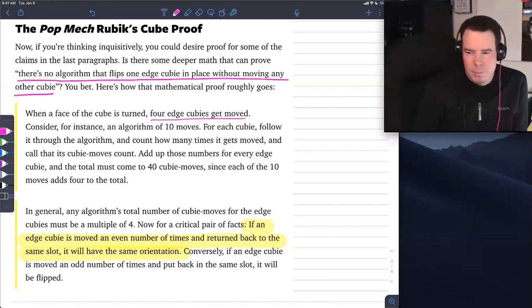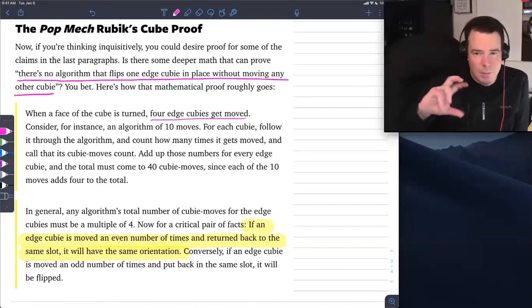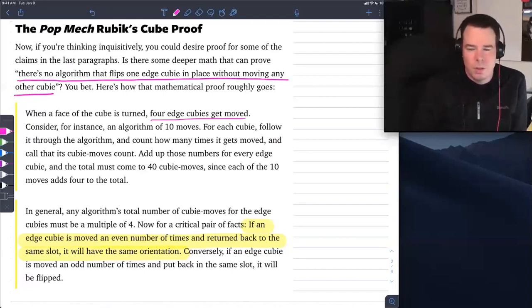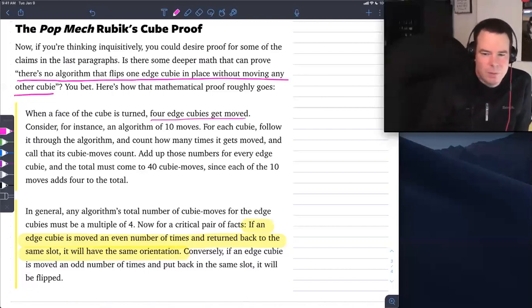If you add those numbers up for every edge cubie, the total must come to 40 cubie moves. That's because every time you twist a face, 4 edge pieces move. So when you do 10 moves, you end up with a total of 40 edge cubie moves, since each of the 10 moves adds 4 to the total. And then this is their claim. In general, any algorithm's total number of cubie moves must be a multiple of 4. And then they state these critical pairs of facts.